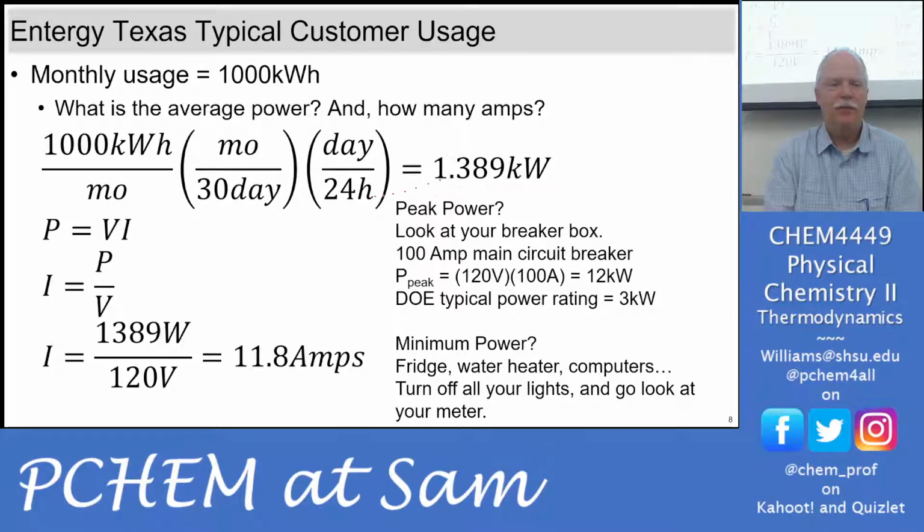So what is the amperage for that? Well, it's coming in about 11 or 12 amps, which is the current that's coming into your house. But that would be the average over the month, every day. At night, much lower. Middle of the day, a lot higher. Okay.